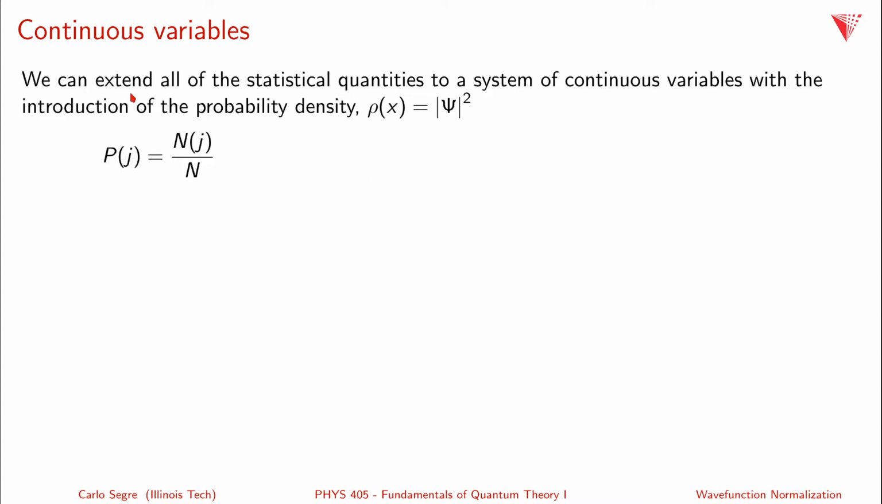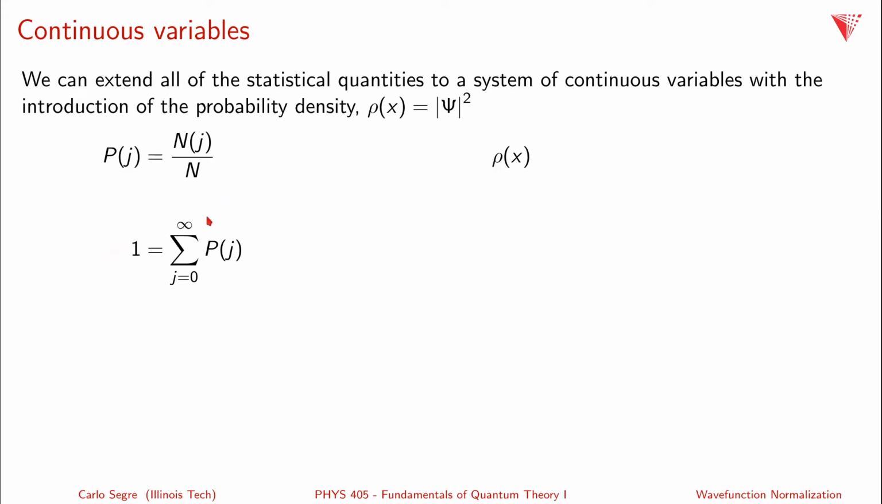So in our discrete system, we have P of j is equal to N of j over N. That's the probability of finding the number j in a discrete distribution. For a wave function, that probability is just rho of x, which is the probability density from the wave function.